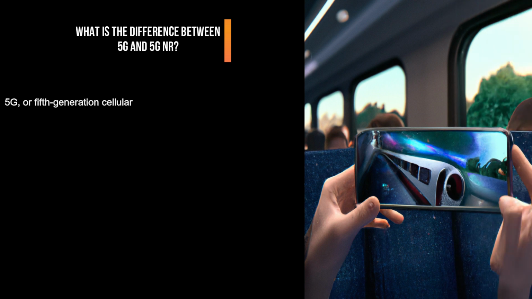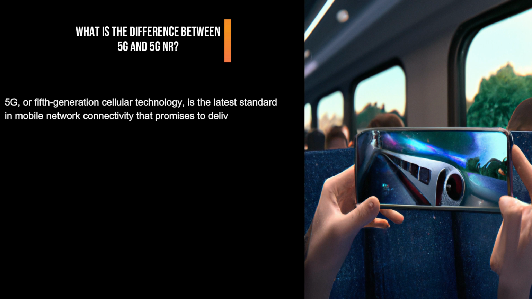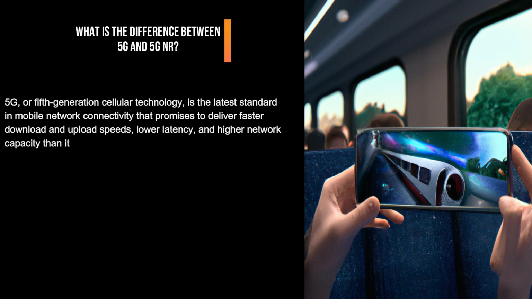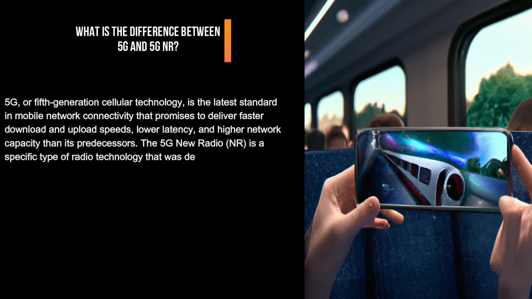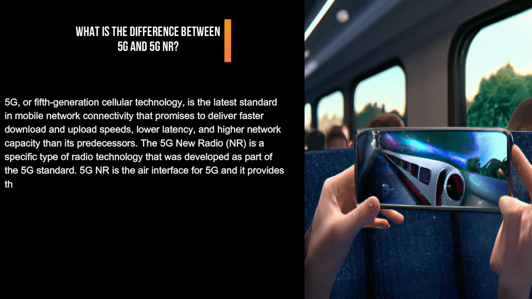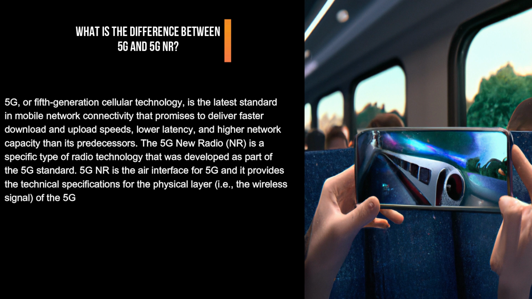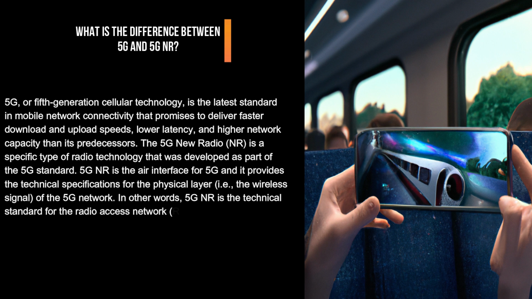What is the difference between 5G and 5G NR? 5G, or fifth-generation cellular technology, is the latest standard in mobile network connectivity that promises to deliver faster download and upload speeds, lower latency, and higher network capacity than its predecessors. The 5G New Radio, NR, is a specific type of radio technology that was developed as part of the 5G standard. 5G NR is the air interface for 5G, and it provides the technical specifications for the physical layer, i.e., the wireless signal, of the 5G network. In other words, 5G NR is the technical standard for the radio access network, RAN, that supports 5G technology.